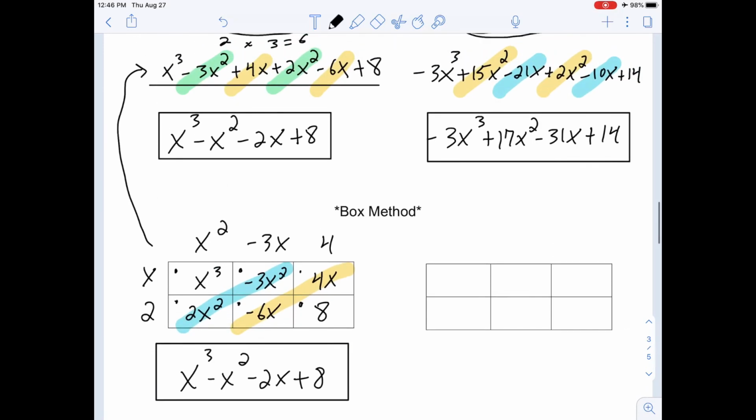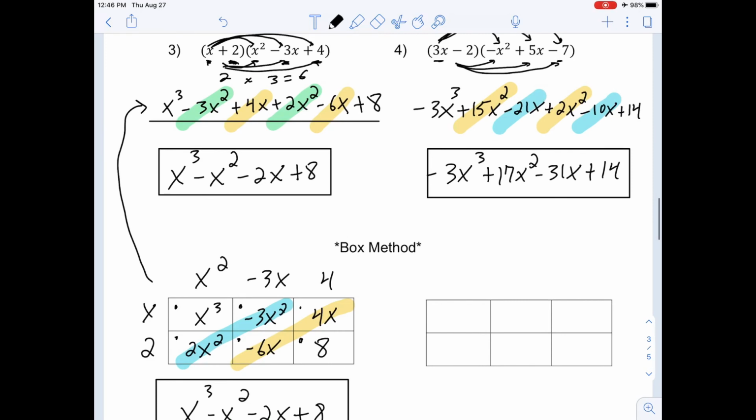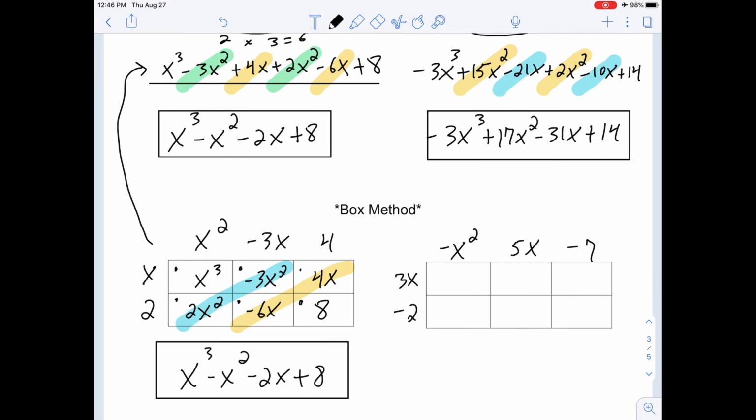All right, so let's look at the box method here. So let me just fill this in. So we have the 3x minus 2, make sure you take the sign with it, negative x squared, 5x, and minus 7. So again, these terms here should match up with those. So in this box, 3x times negative x is minus 3x to the third. Here, negative 2 times negative x squared is positive 2x squared.